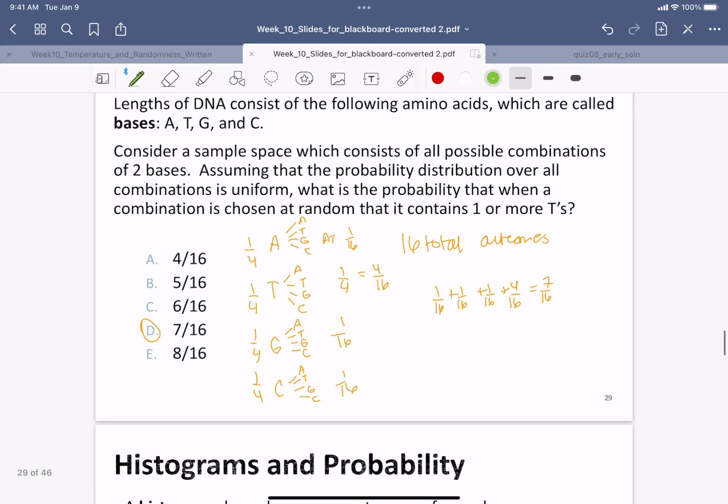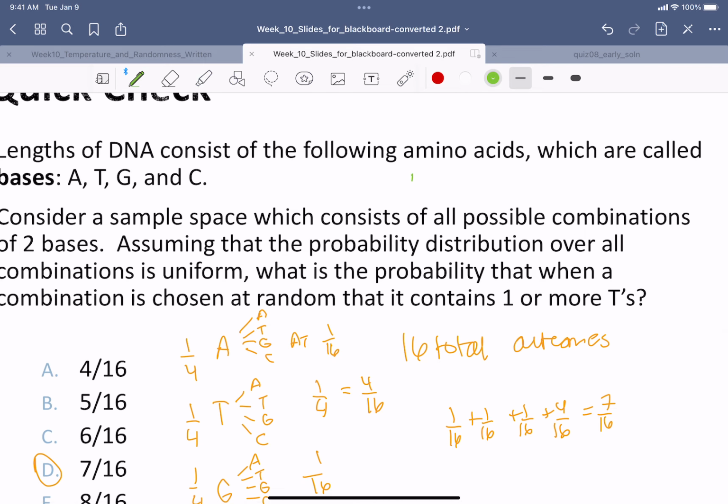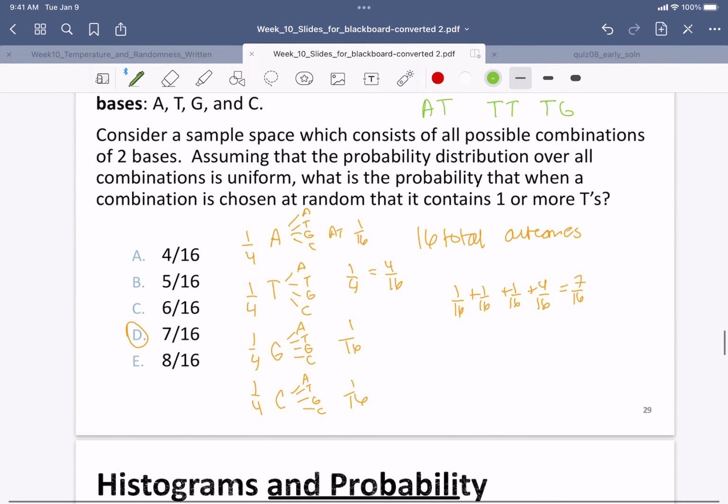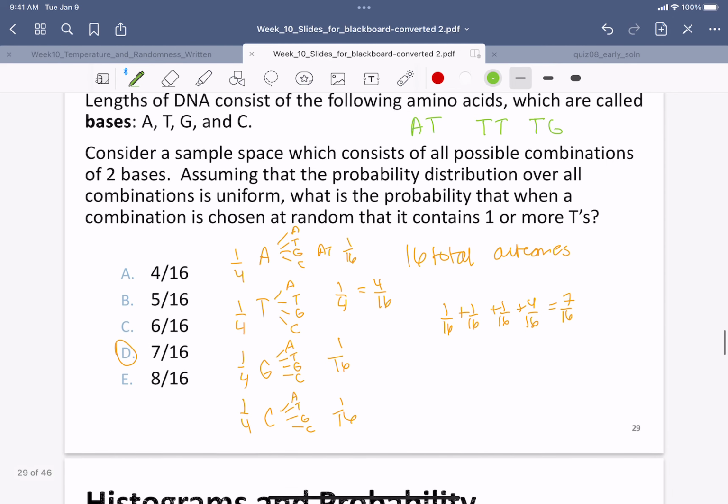So 1 or more T's just basically means, well, if I have a T, that's 1 T, so that qualifies. Or a TT, that's 2 T's, so that qualifies. TG, that's 1 T, that qualifies, and so on and so forth. So first of all, I'm going to look for how many total outcomes I have.